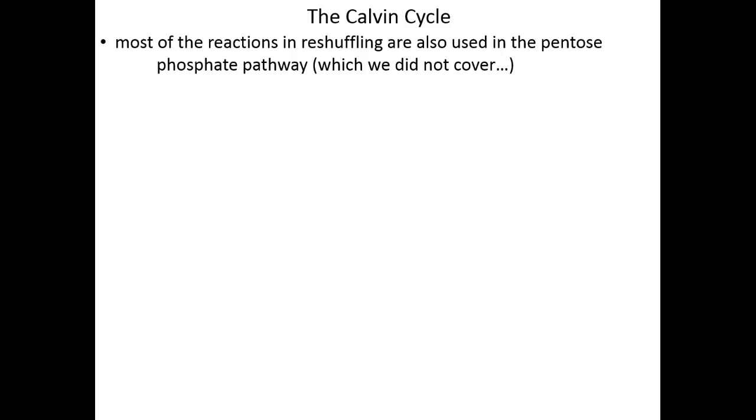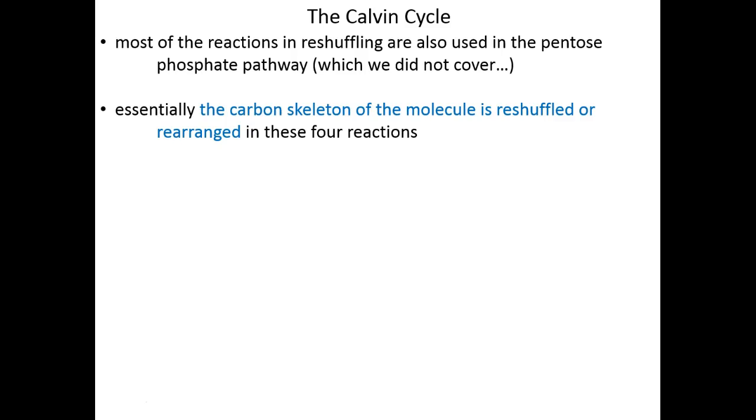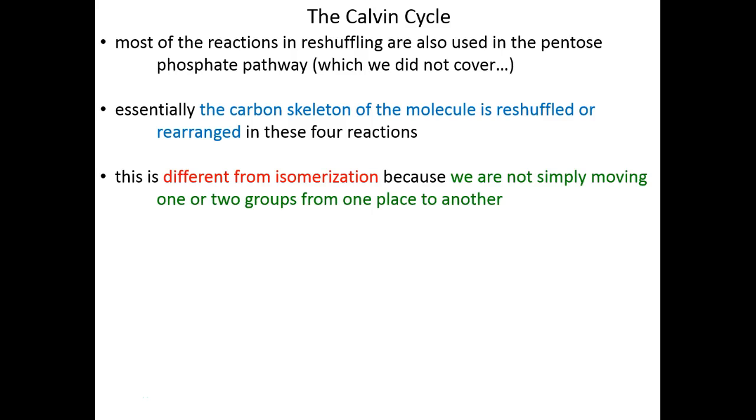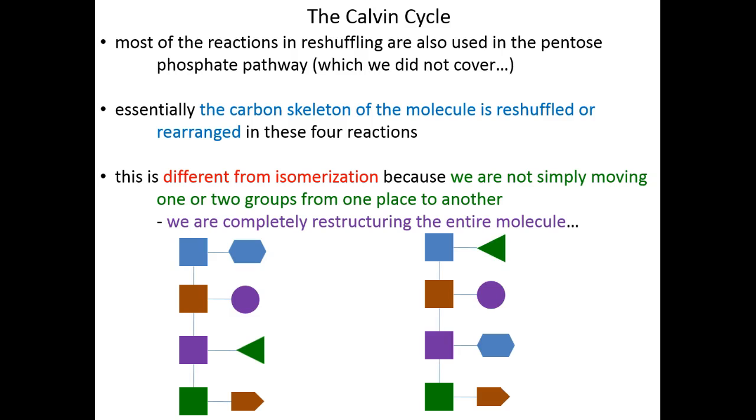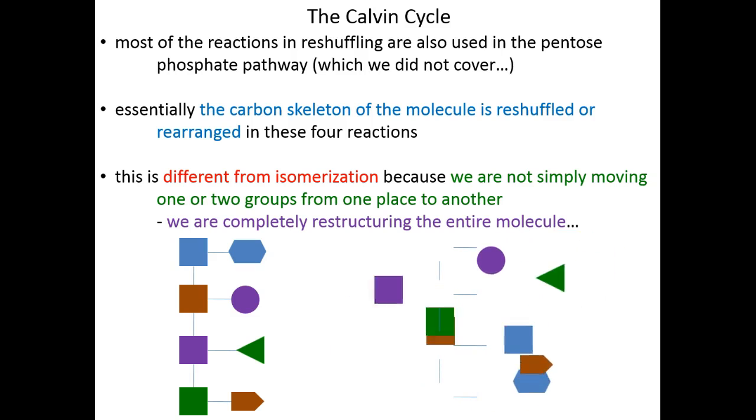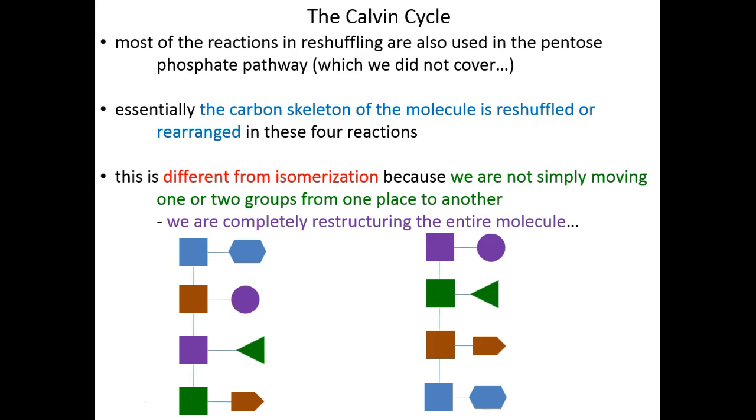So most of the reactions that are involved in reshuffling of the Calvin cycle are reactions we would have covered had we gone over the pentose phosphate pathway. But we didn't go over the pentose phosphate pathway, so these reactions will largely be new to us. Essentially what happens in reshuffling is what the term reshuffling is meant to capture. These molecules are completely reshuffled into new molecules. This is different from isomerization. In isomerization, you typically take a group or two and rearrange them. The backbone of the molecule typically stays put in isomerization. Reshuffling is far more extensive. A reshuffling reaction is a complete restructuring of the entire molecule.